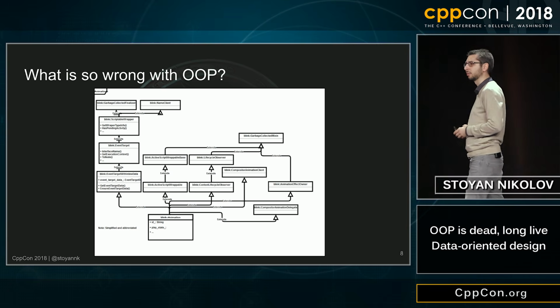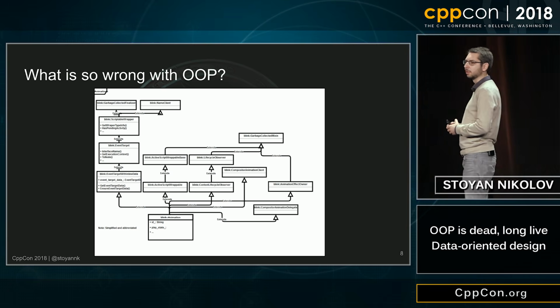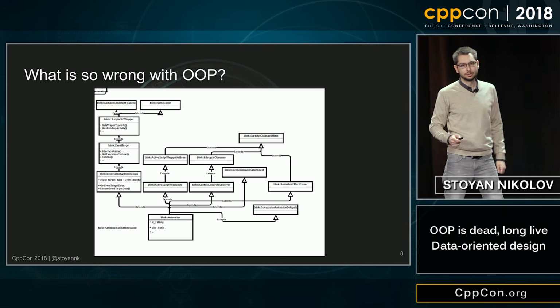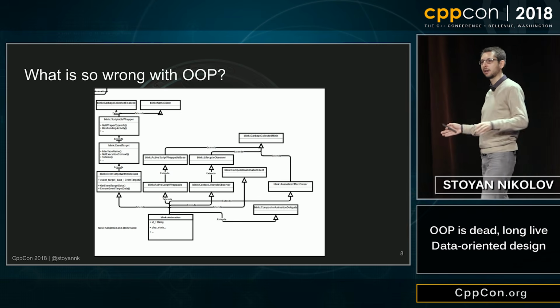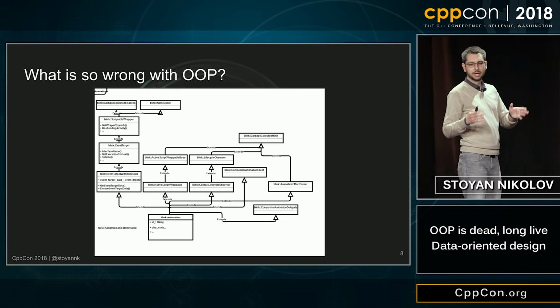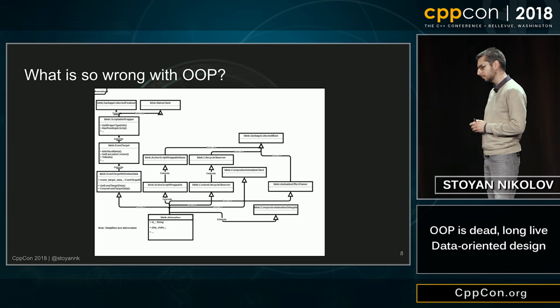What's so wrong with object-oriented programming? Why do people have a problem with it? I believe that a picture speaks 1,000 words. So this is an inheritance hierarchy. It's a bit difficult to follow, right? You've got diamond inheritance and whatever.